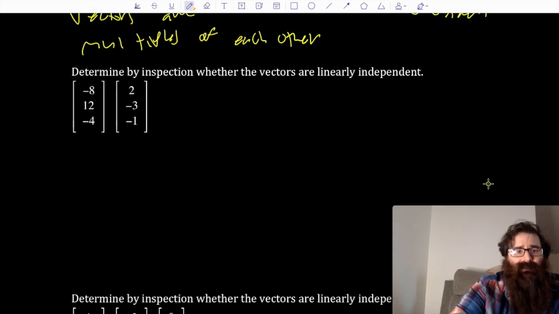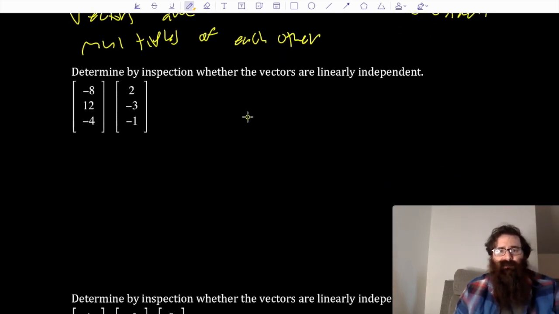What about this next set here? Determined by inspection if the set is linearly independent. Negative 8, positive 12, negative 4, 2, negative 3, negative 1. Well, I notice something right away that's kind of frustrating. If I divide the first vector's entries by a negative 4, it's almost going to work. But the problem is this very last entry, the signs are a bit messed up. So we'd say, okay, negative 8 divided by negative 4 gives me positive 2. 12 divided by negative 4 gives me negative 3. But negative 4 divided by negative 4 should be a positive 1.